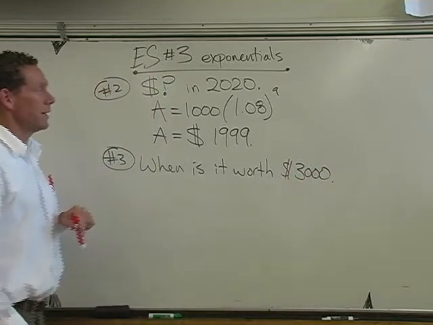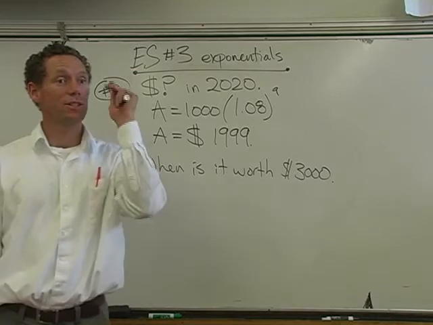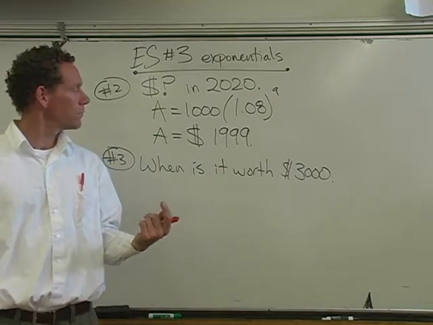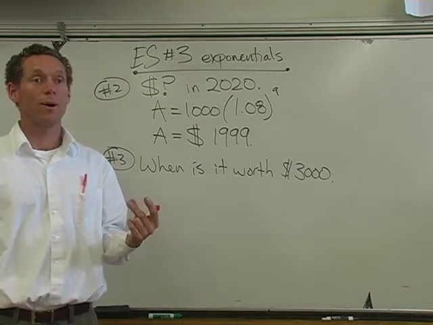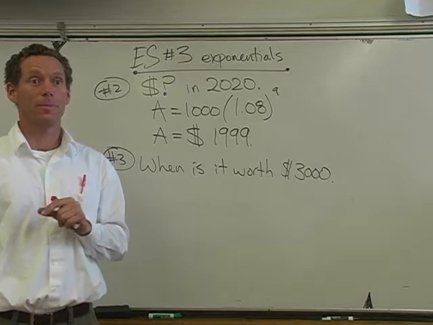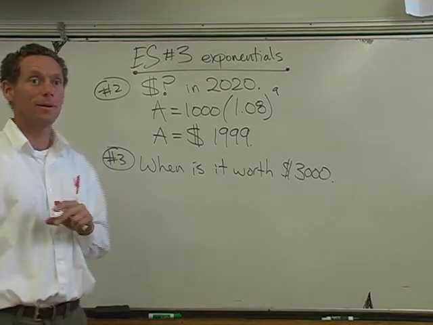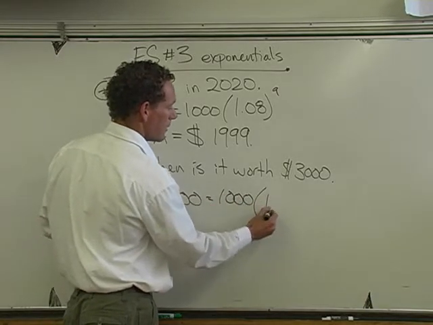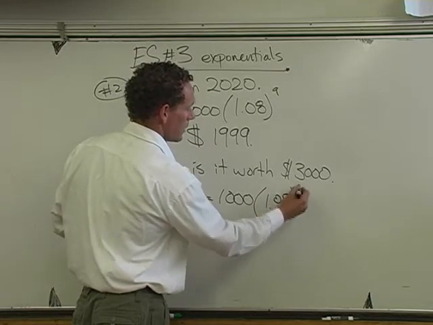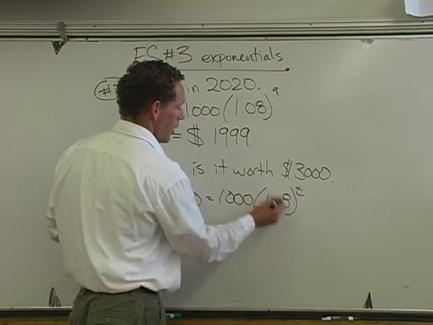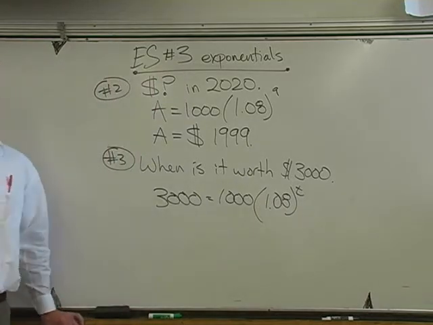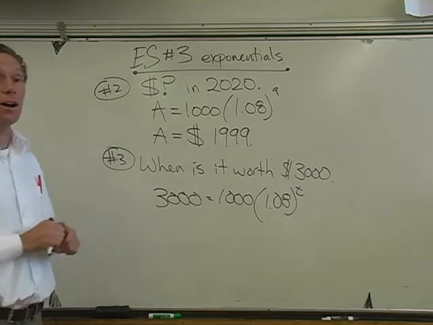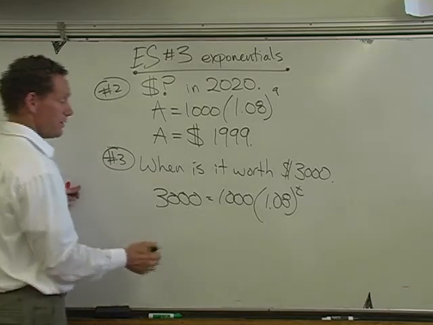How long will it take Tyler to triple her money if she has invested it at 8%? How would I set this up? Megan? 3,000 equals 1,000 times 1.08 to the t. Great. So, a real common mistake at this point is people didn't know how to solve for t. And maybe because they weren't doing the logs essential standard, they didn't think, oh, I need to take the log of both sides. But you do. You're going to divide both sides by 1,000.